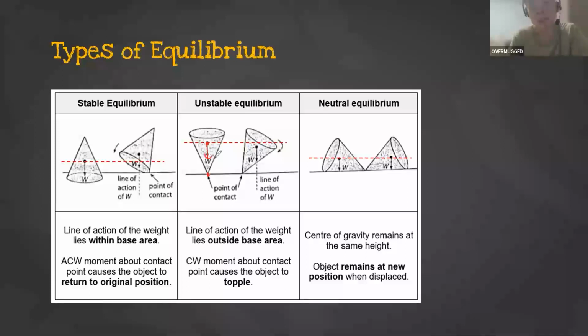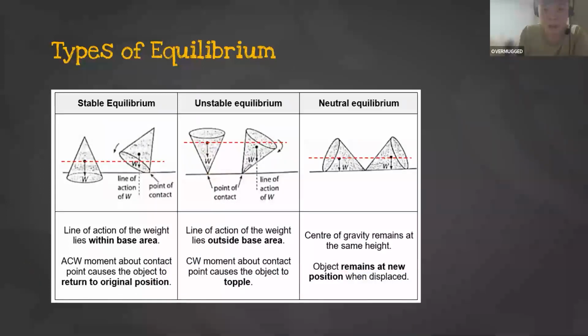How do you check for the type of equilibrium? Is it this second row over here? Does it return to its original position? Does it topple? Does it remain at the new position when you displace it? So these are the checking points.